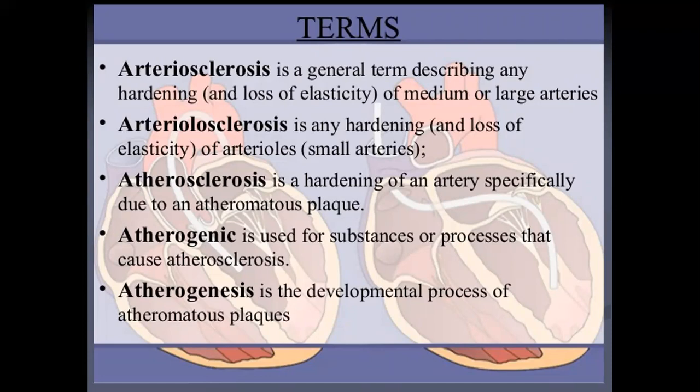Arteriolosclerosis is for arterioles. Then you have atherosclerosis. Athero means atheroma, plaque that forms in the arteries and leads to the hardening of the artery. Atherogenic is any substance or process that causes atherosclerosis. And atherogenesis is the process of formation of atheromatous plaque in the arteries. So arteriosclerosis is the hardening of the arteries. Arteriolosclerosis is the hardening of the arterioles. Atherosclerosis is the formation of atheroma in the arteries leading to hardening of the arteries. Atherogenesis is the formation of the atheromatous plaques.